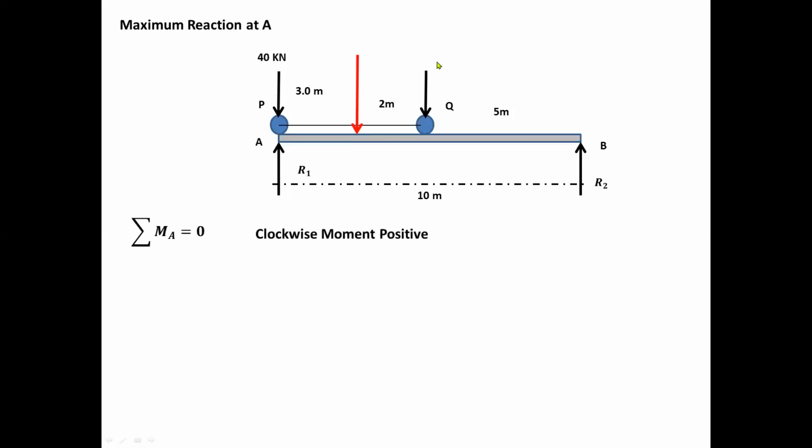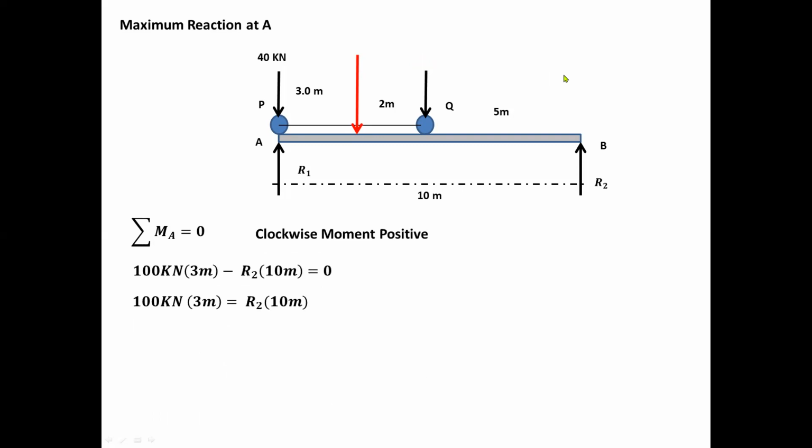Okay, again. This is 60 kilonewton. Nakalimutan lang nating i-type. Okay. 60 kilonewton ang load na nasa point Q. So summation moment at A is equal to 0, clockwise moment positive.